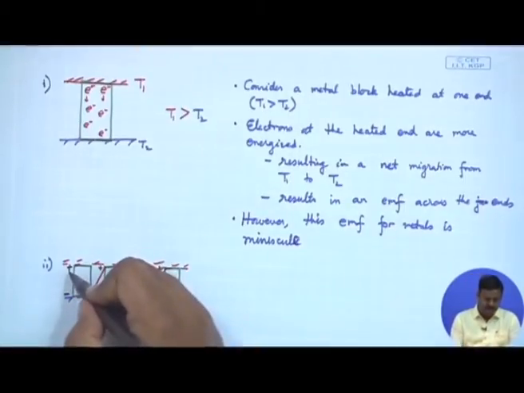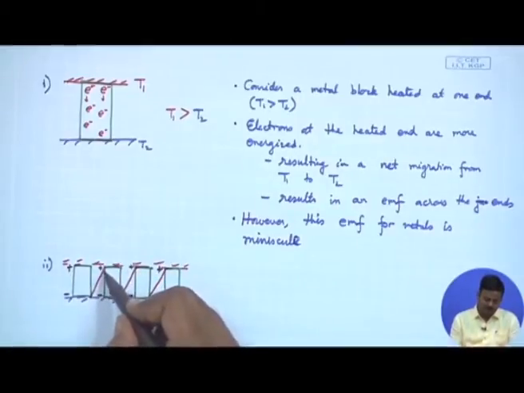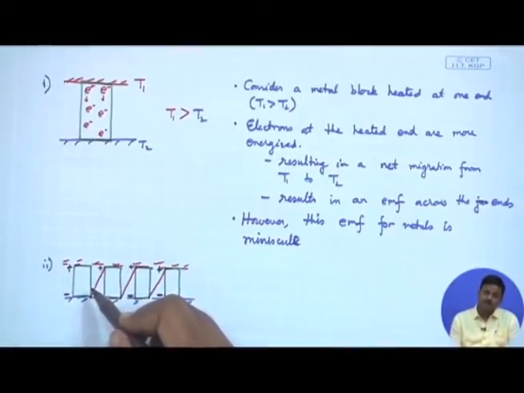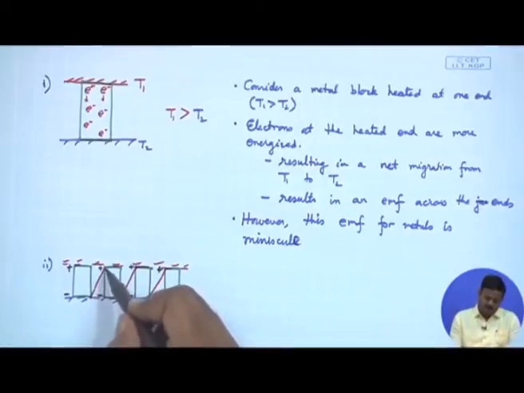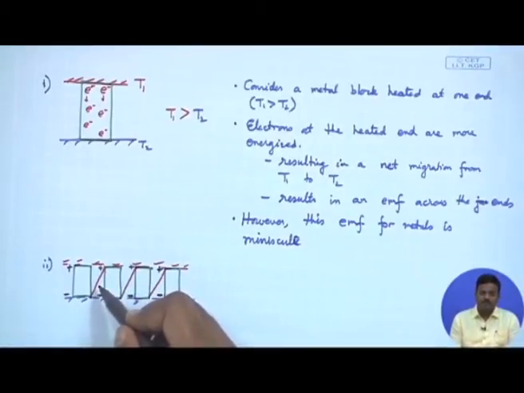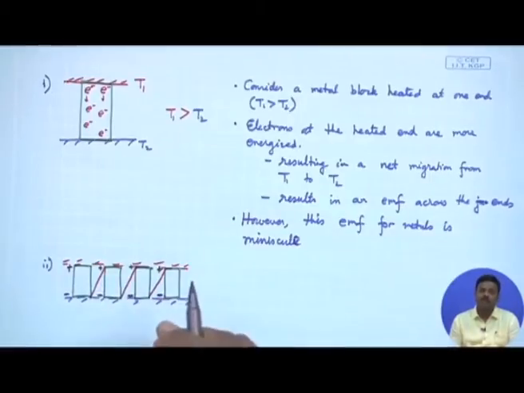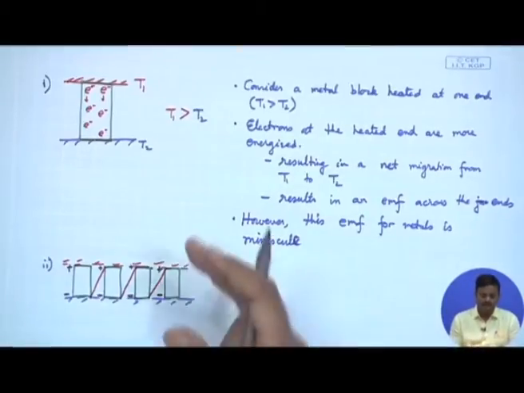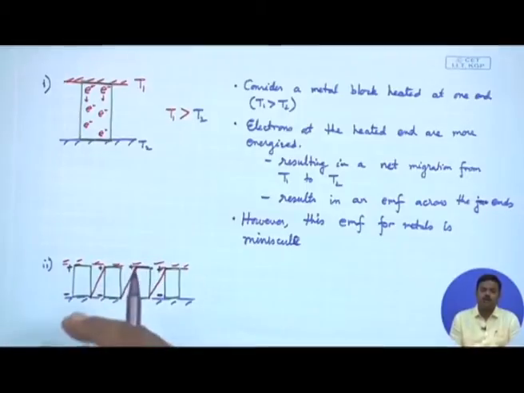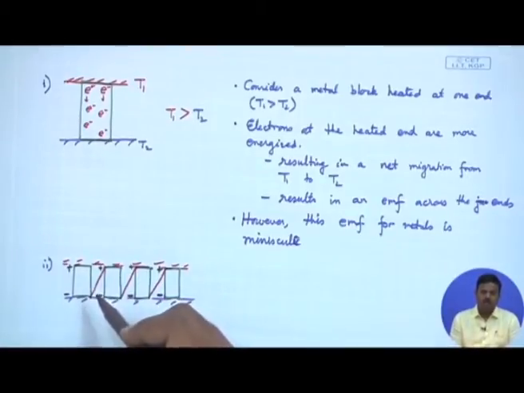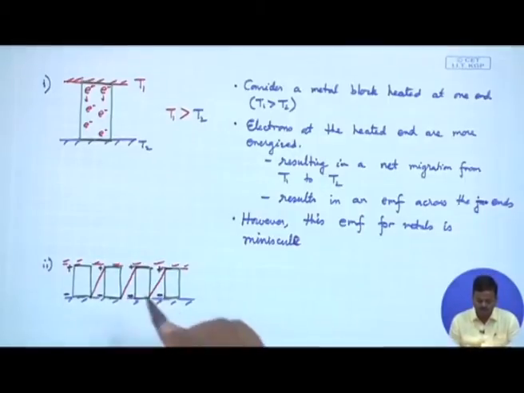We have generated an EMF across these metal blocks, but these connecting wires are also metals, and because of the temperature difference across them, they are also going to give rise to a potential difference. That EMF, that potential difference that is created, will be opposite to the direction of the EMF that we have generated in these metal blocks. So, they are going to oppose. Okay. Therefore, this arrangement will not work.